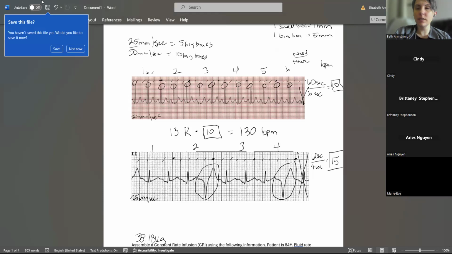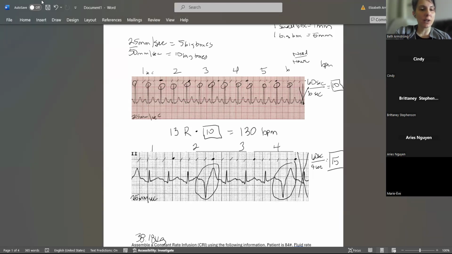What are these? Does anyone know? Those beats? Anybody know? VPC. VPC, very good. So that's a VPC because we don't see a clear P wave in there. And anything we call wide and bizarre is going to be a VPC. So that's your classic looking VPC. Okay, so we're going to count our R waves.